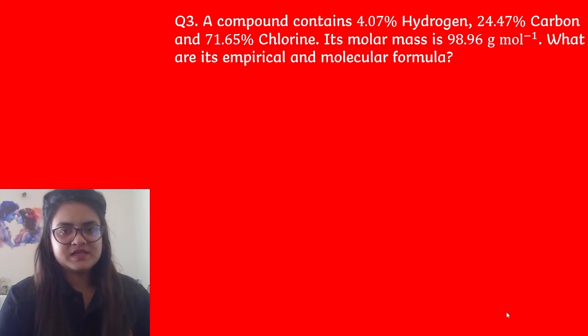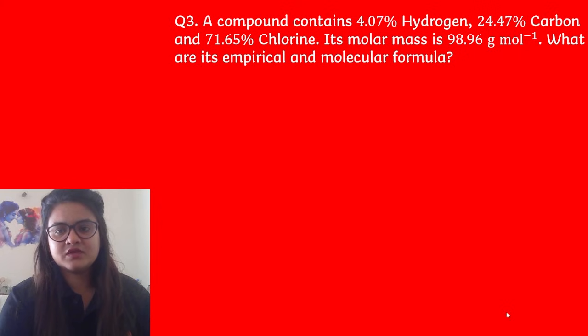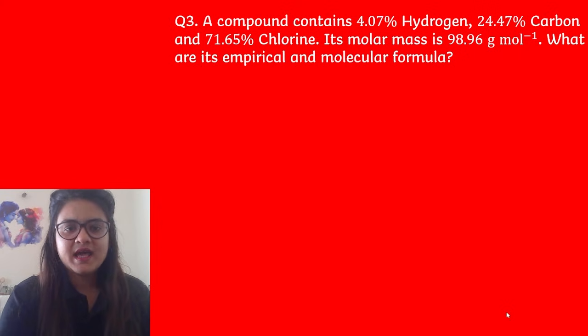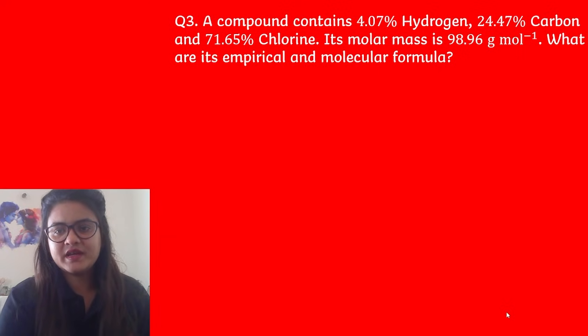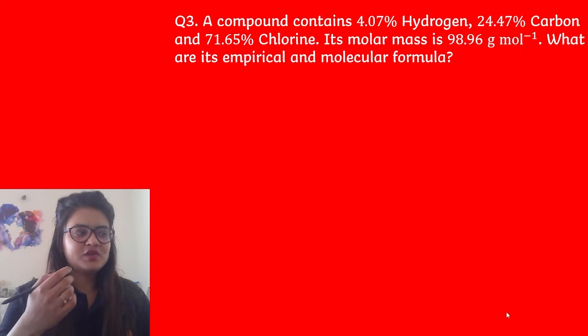First, you can see a compound contains 4.07% hydrogen, 24.47% carbon and 71.67% chlorine. Its molecular mass is given as 98.96 gram per mole. What are its empirical and molecular formula? This will be a 3 marker question for you. So let's try it.